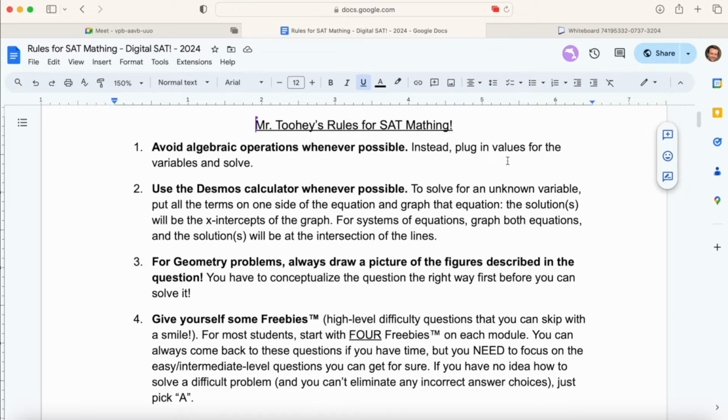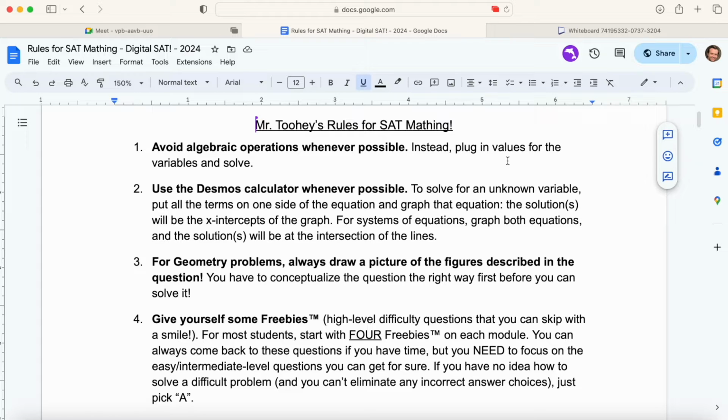And Catherine, I'd love you to read rule number 1. This is what we're going to focus on today. I know we start with rule number 2, which is kind of weird, but there's a reason we start with the Desmos here, because we're going to combine rule number 1 and rule number 2 today. Go ahead and read rule number 1 for us, please, Catherine. Rule number 1, avoid algebraic operations whenever possible. Instead, plug in values for the variables and solve.